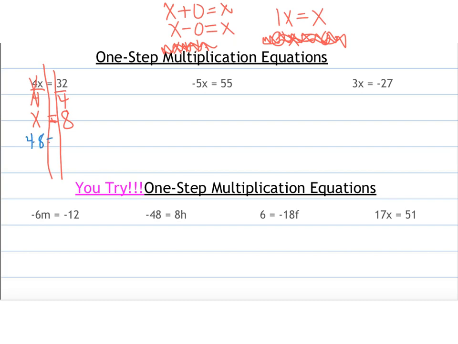4 times 8, does it equal 32? It does. So go back and circle x equals 8. All right, negative 5x equals 55.